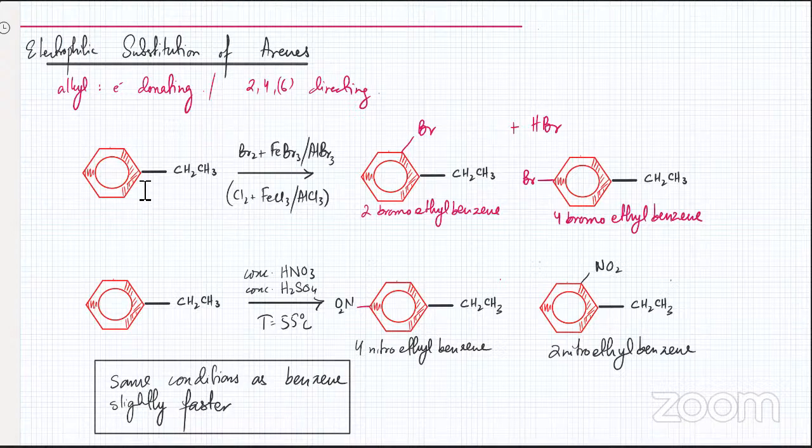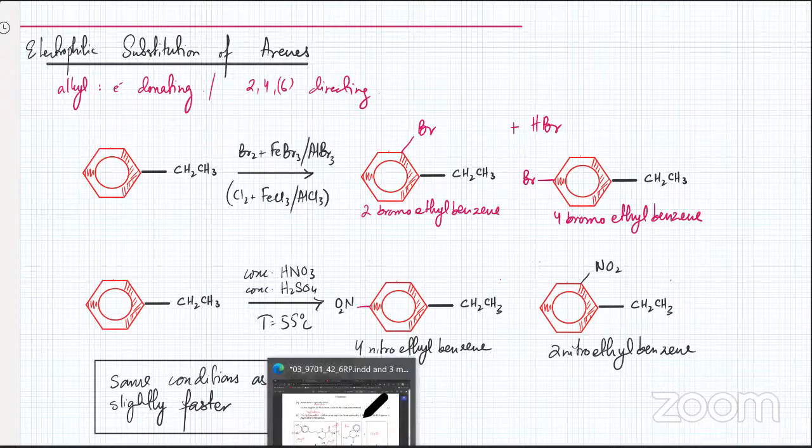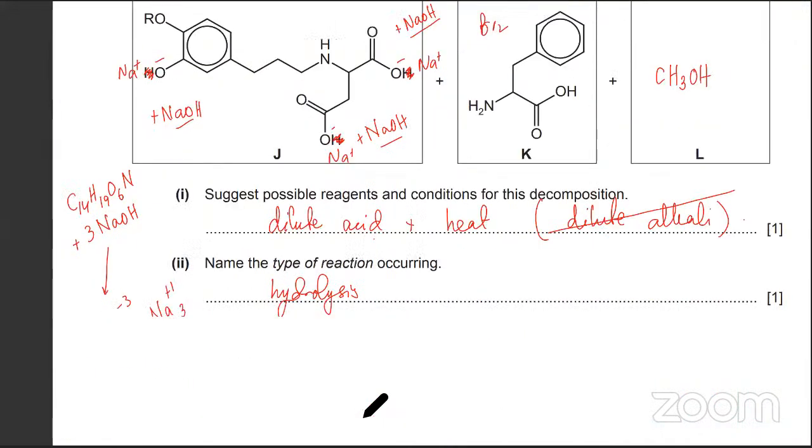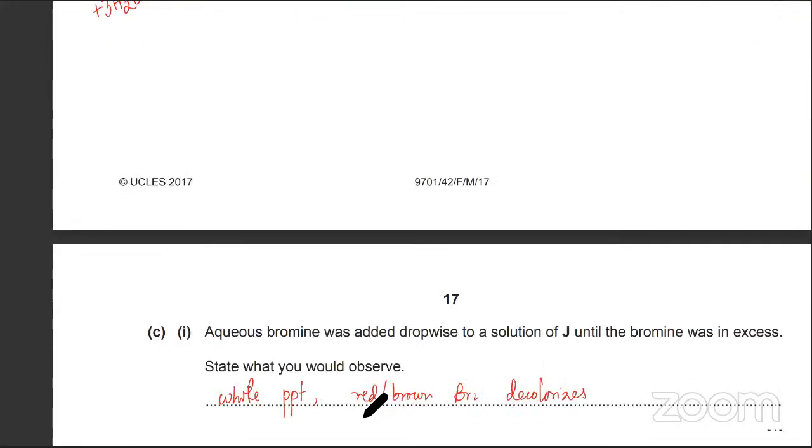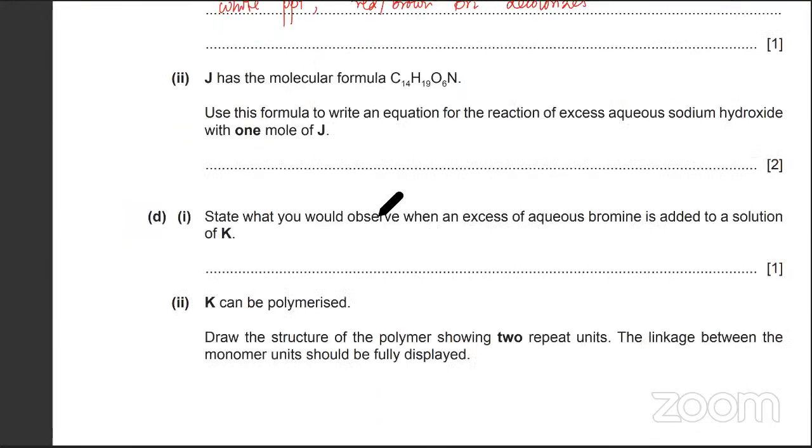So if you want to do bromination of benzene, you would need a catalyst. Now, in this case, if you look carefully, I don't think there's a catalyst. If I go back to the question, when an excess of aqueous bromine is added to a solution of K, nothing should happen. There should be no reaction. Why? Since there is no catalyst added, you need a catalyst for this reaction to happen. Is that clear?